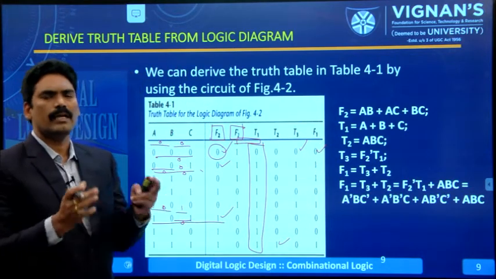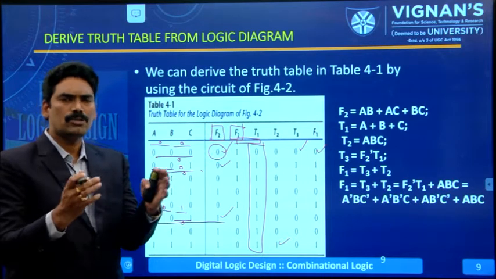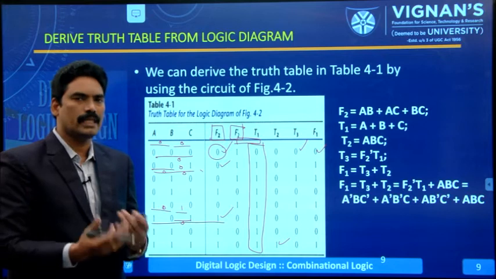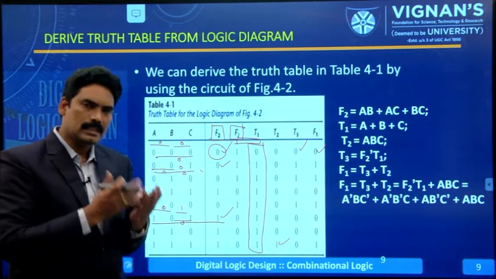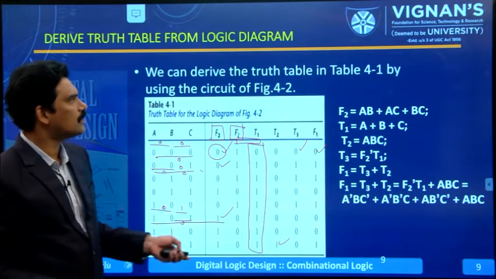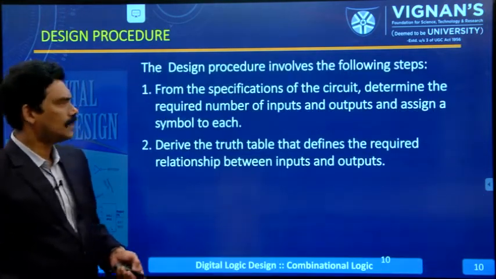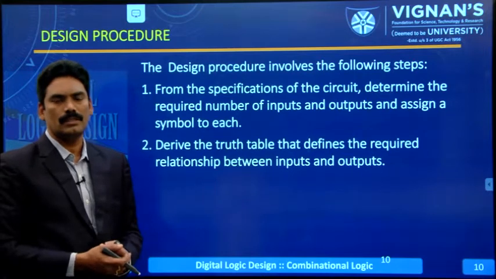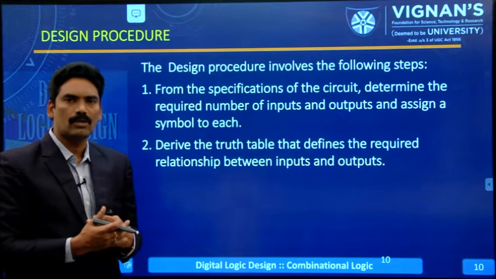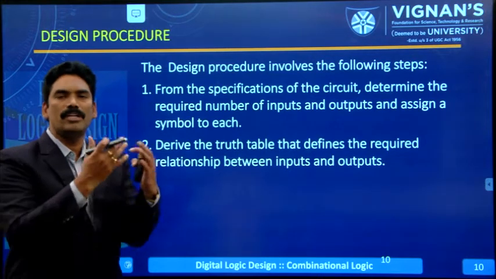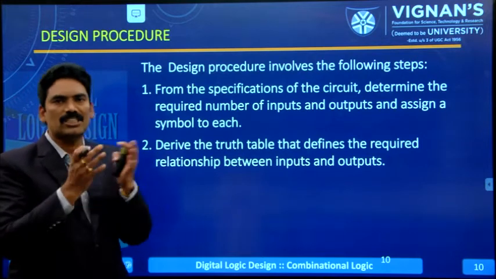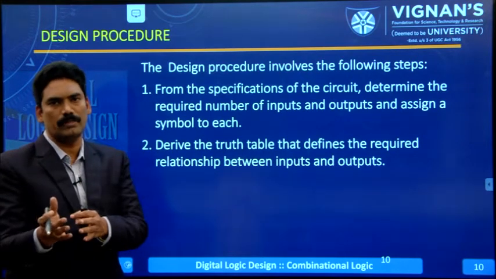This is the analysis and design procedure of combinational circuits. So, how to design a combinational circuit? This is the analysis procedure, and now the design procedure. In the design procedure, first of all, we have to identify how many input variables there are, how many output variables there are, and what the relationship between input variables and output variables is.